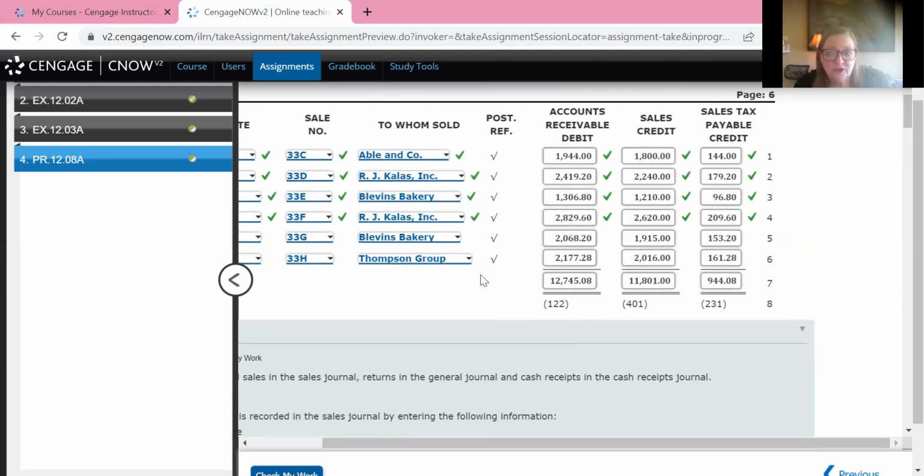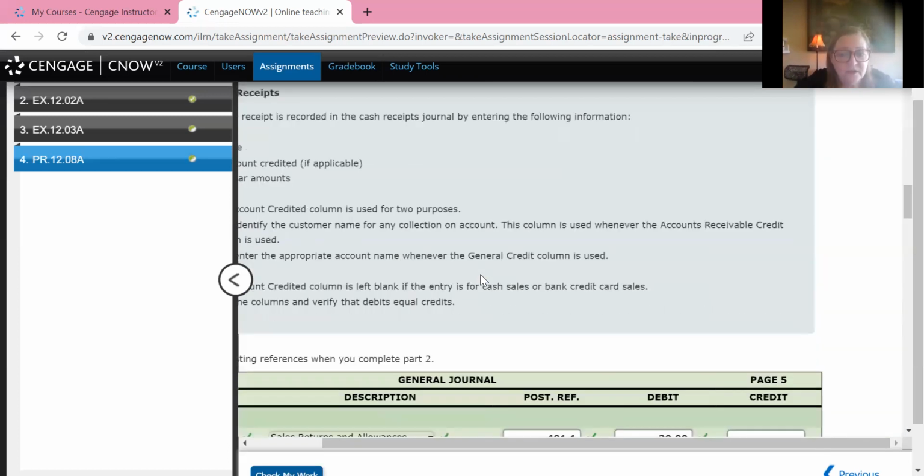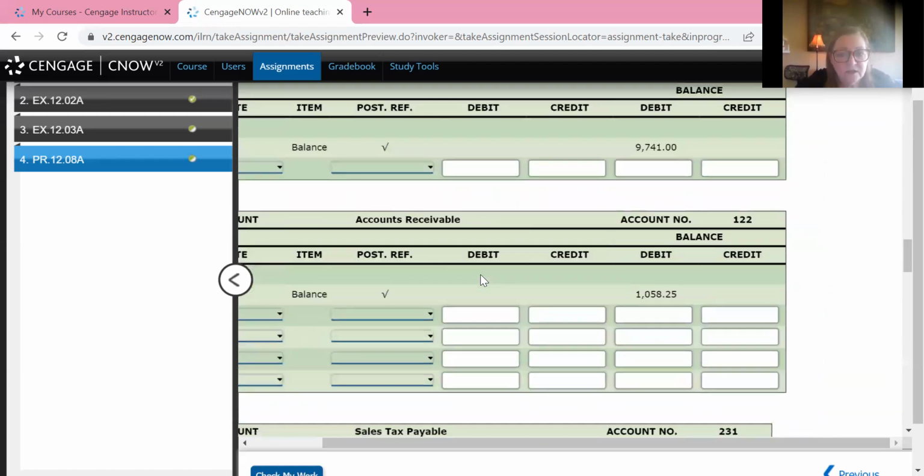So this has to be posted to these three accounts. Accounts receivable needs a debit of 12,745.08. If we can find it. 12,745.08. See if that's the one they posted first. They posted the general journal first. So they're going to put this as the third entry.